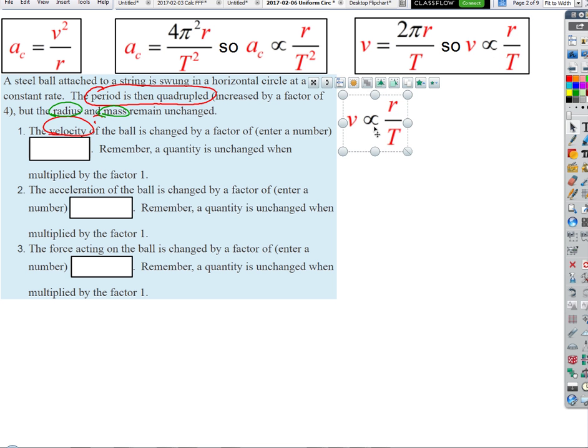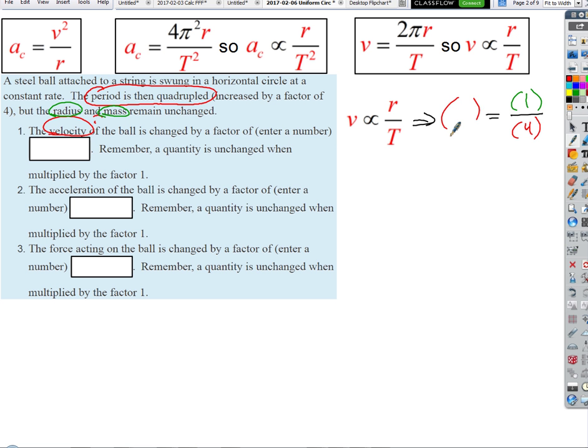Right, so for part one, that's the equation we're going to use. So then we end up with V equals R over T. So let's fill in the blanks. Which one is being held constant? R is, right? So then R is going to be 1. What do they tell us? The period is being quadrupled. So what's T being multiplied by? 4, okay. So we got to have a 4 on the bottom.